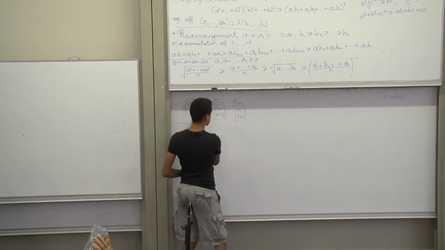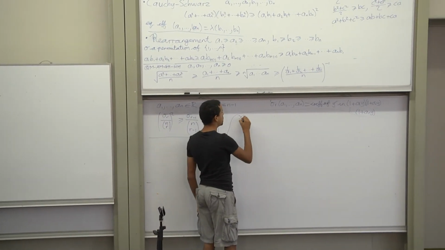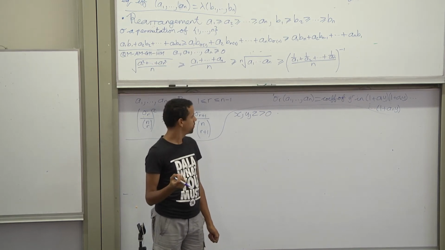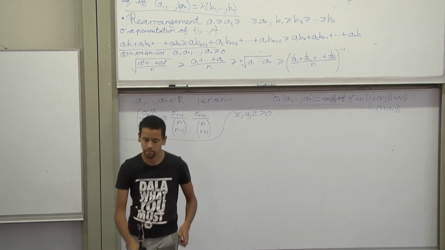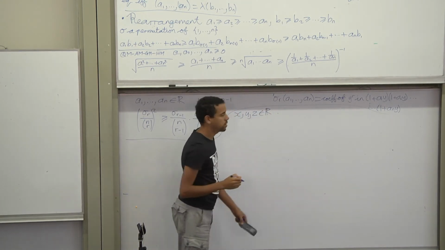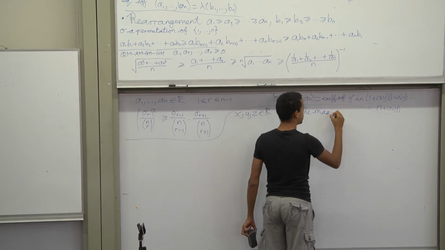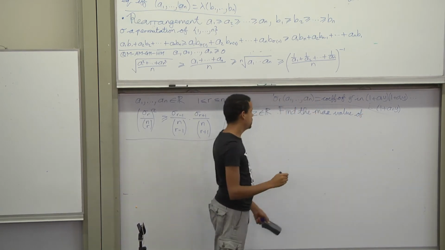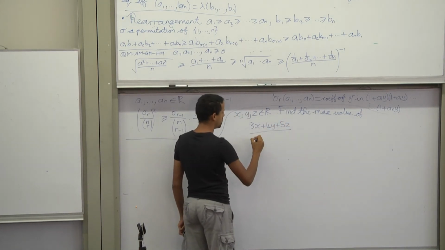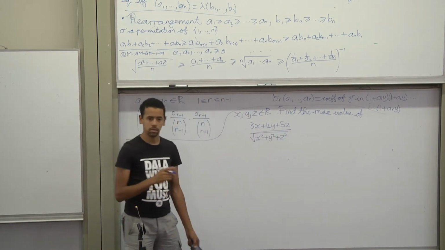Okay, how about this one? We have x, y, and z, which are positive real numbers, in fact any real numbers, not necessarily positive, and what we're asked to do is find the maximum value of the following expression: 3x plus 4y plus 5z over the square root of x squared plus y squared plus z squared.